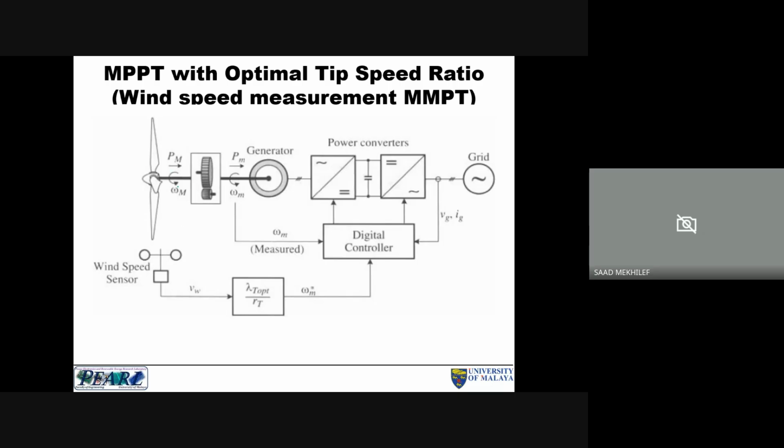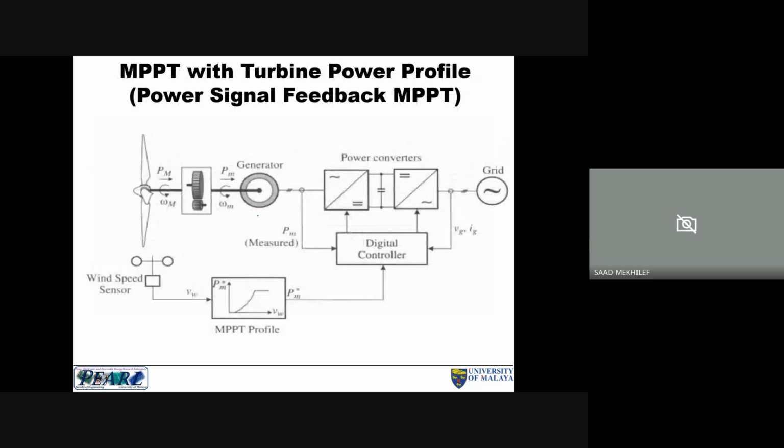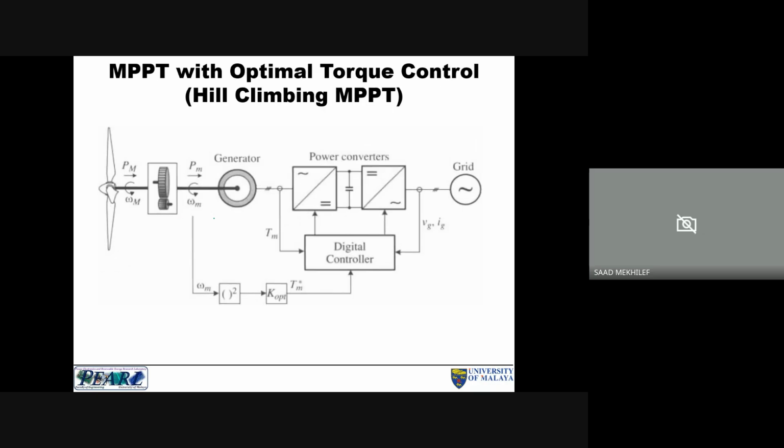Okay, this is the measurement of wind speed. Here you can see we will have the wind speed, and then the MPPT profile. All right, and then supply, and then we control the power converters. So for different configurations, this is a hill climbing.